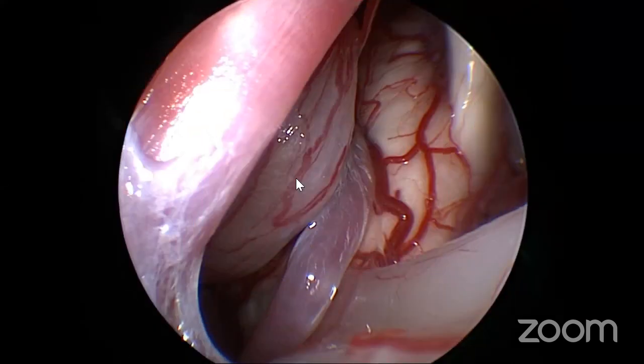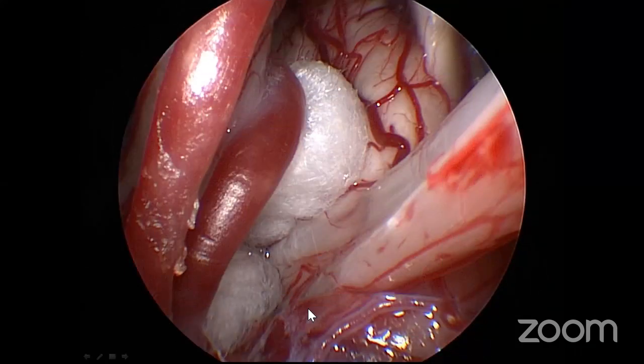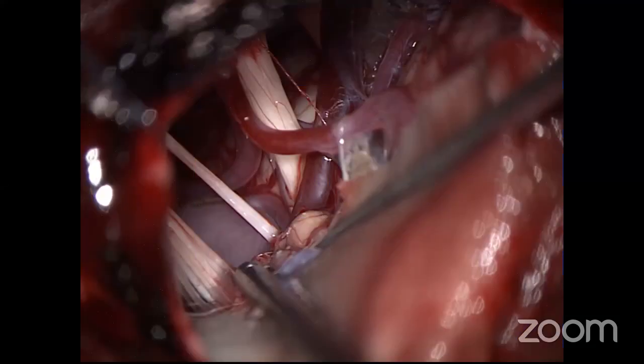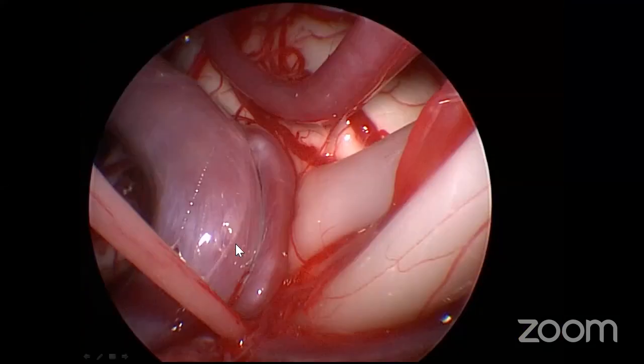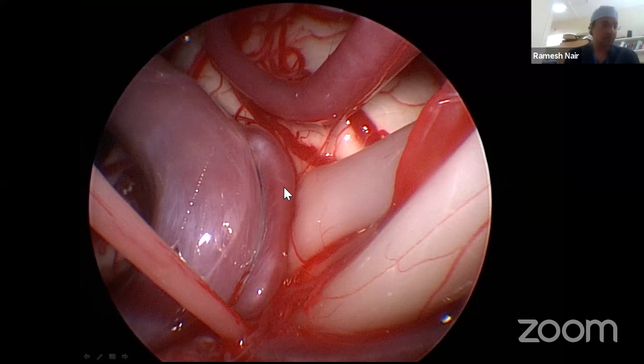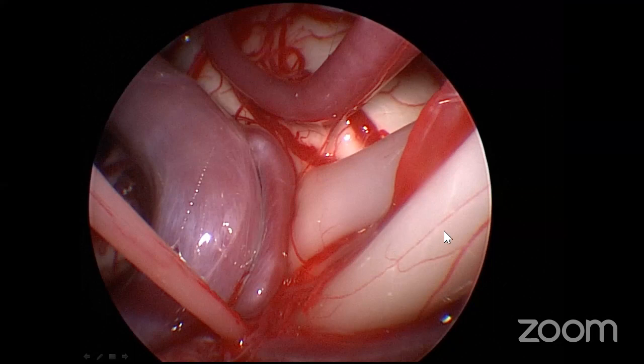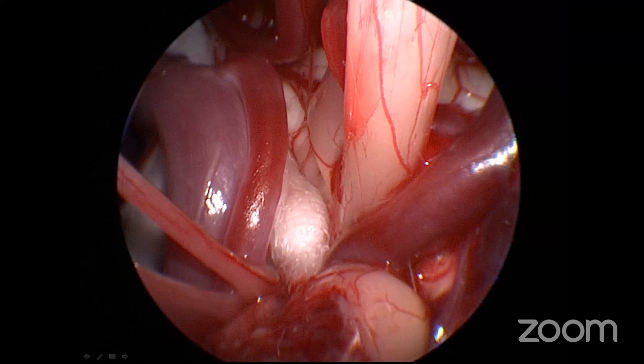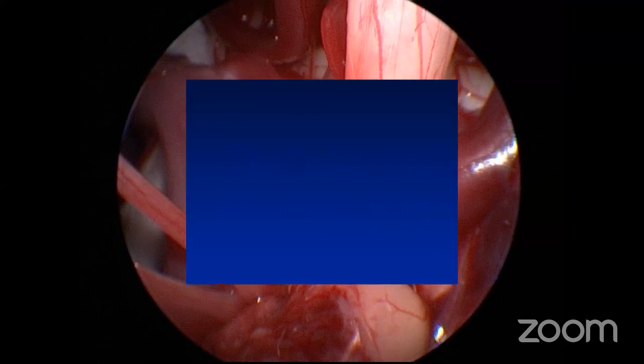Again, vertebral artery here and PICA here. Vertebral artery and PICA, double compression, both are in contact. PICA and vertebral, facial nerve, vestibulocochlear nerve. This is the ICA loop, which is not contributing to the compression in this patient. And after decompression.